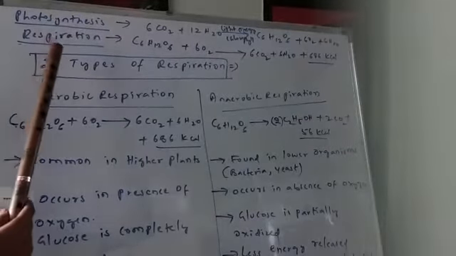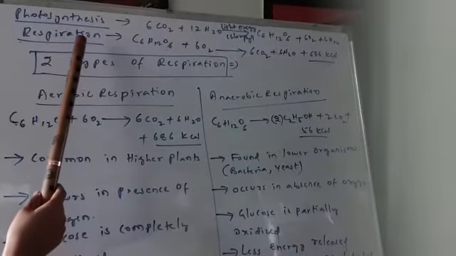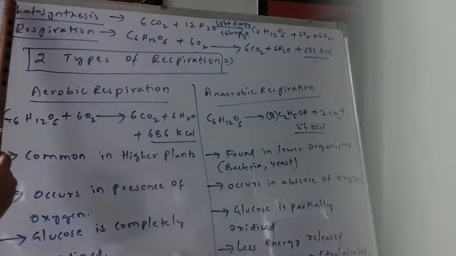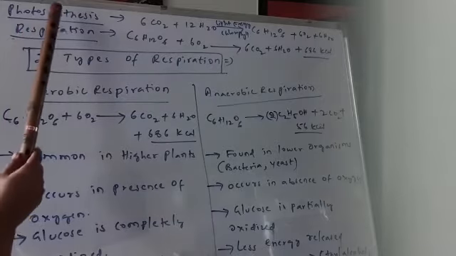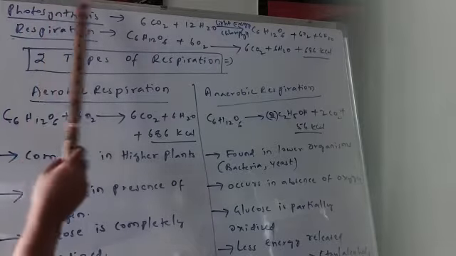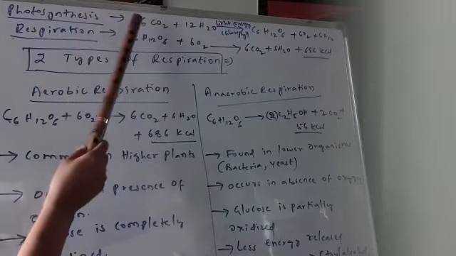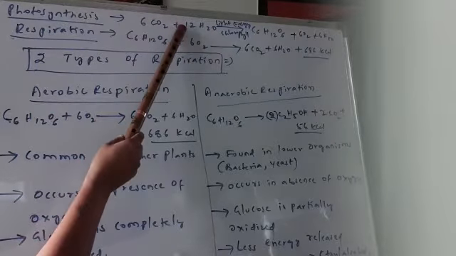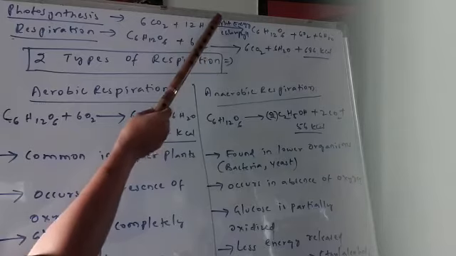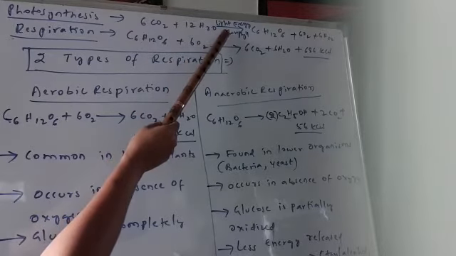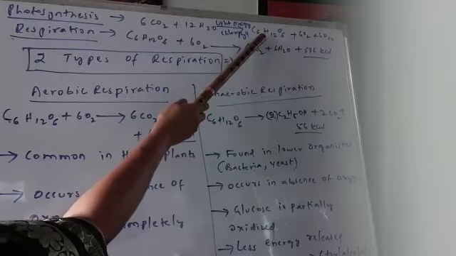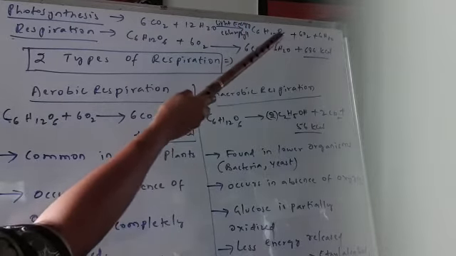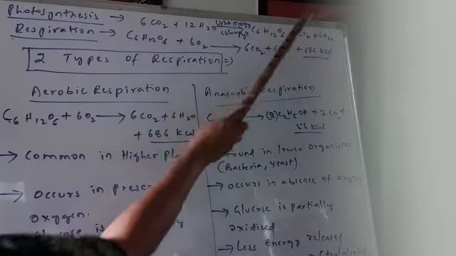Now we will discuss the types of respiration. But before that, let's understand the difference between photosynthesis and respiration. If you observe the general reaction of photosynthesis, 6 CO2 combines with 12 water molecules in the presence of light energy and chlorophyll, and a glucose molecule is produced. During this process oxygen is released and water is also released.